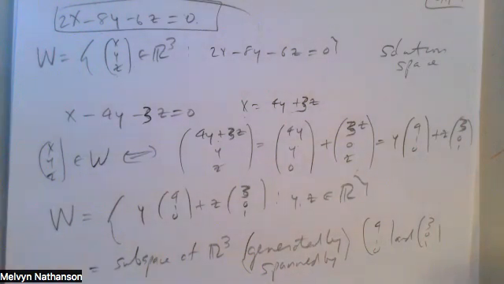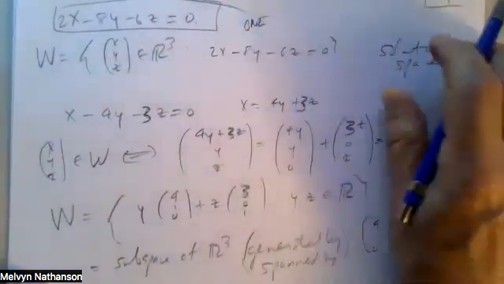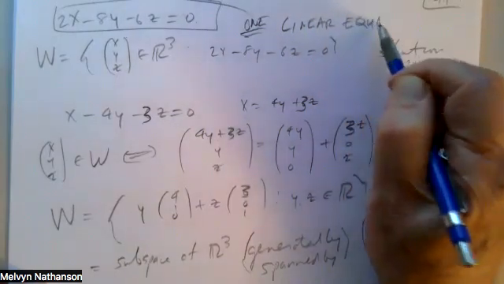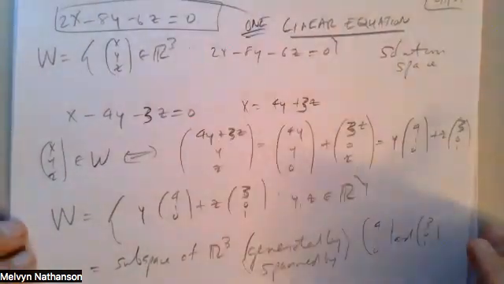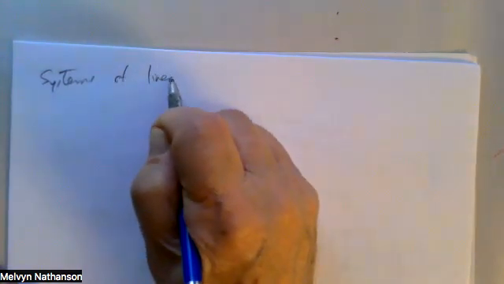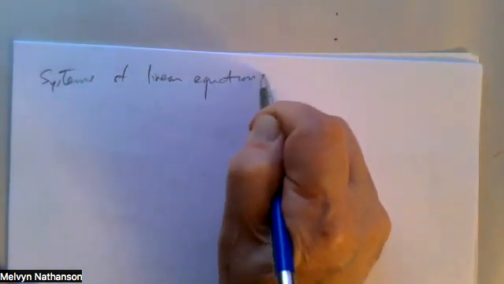So that's basically what we did yesterday. We studied one linear equation. And today we're going to consider systems of 2 or more linear equations. So if we look at systems of linear equations, an example of a system of linear equations is, so this is an example.